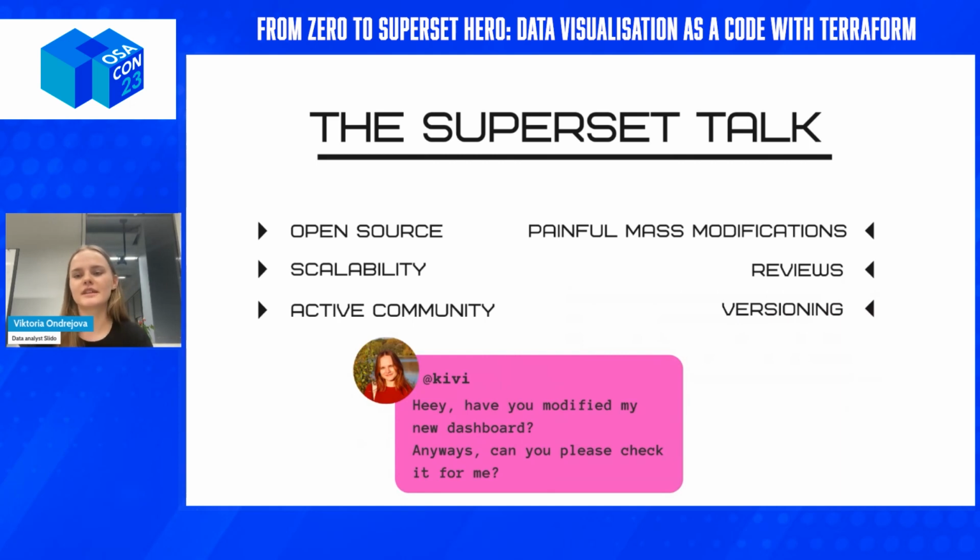Other two downsides are reviews and versioning. Nowadays, the only way to have something checked in Superset is to message your colleague about it, as I'm doing right here, because there is no actual system for reviews, as for example, there is one in Git. And the same goes for versioning. You can't actually see the history of modification in the actual Superset.